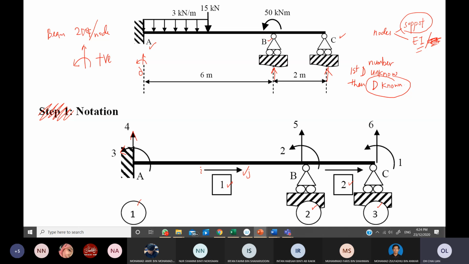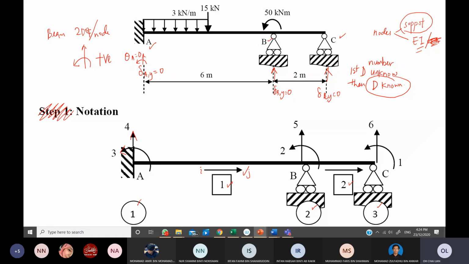This one, the displacement at A in the Y direction, we know that is equal to 0. The rotation at A, we also know that it is equal to 0. And this delta BY is also equal to 0, and delta CY is equal to 0. So you no need to show me this, but you need to know.